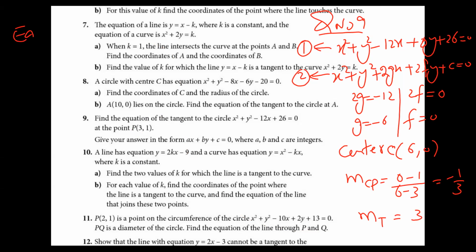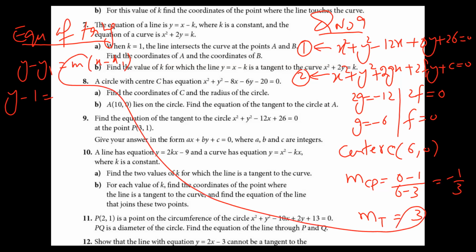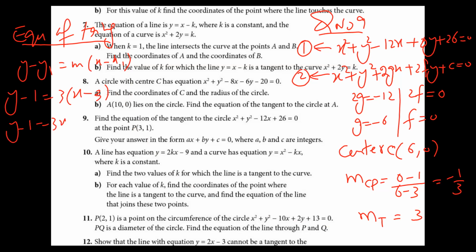What is the equation of the tangent? y minus y1 equals m times x minus x1. y1 is this 1, and the gradient comes from here, 3, and x1 comes from here, 3. Alhamdulillah, the point is clear. And he said to convert it to the special form. You can bring all values to the left-hand side or to the right-hand side. So 3x, negative y, and negative 8 equals 0.